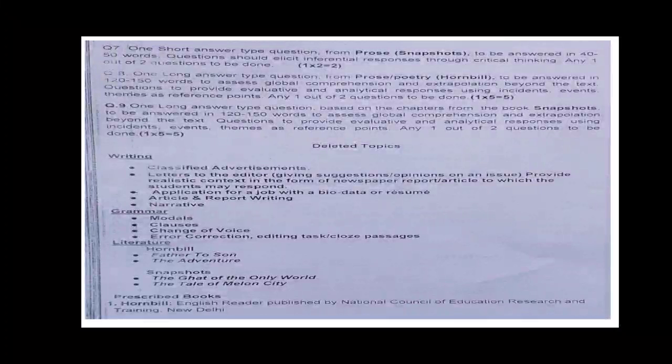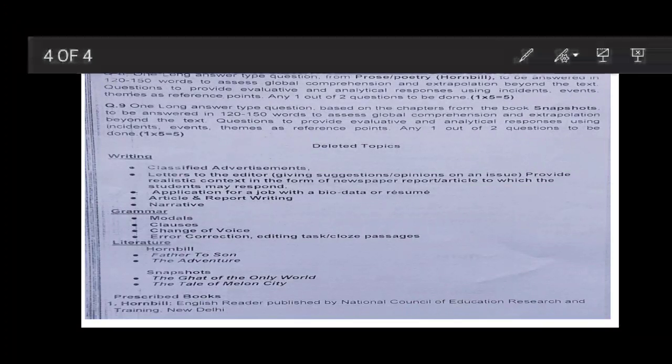I have discussed with you all the deleted topics of writing skill, grammar, and literature, in literature Hornbill and Snapshot. And you have to purchase the texts, Hornbill and Snapshot, two texts you have to purchase. These are the prescribed texts for your syllabus. Okay, I hope you understood what exactly we are going to do.